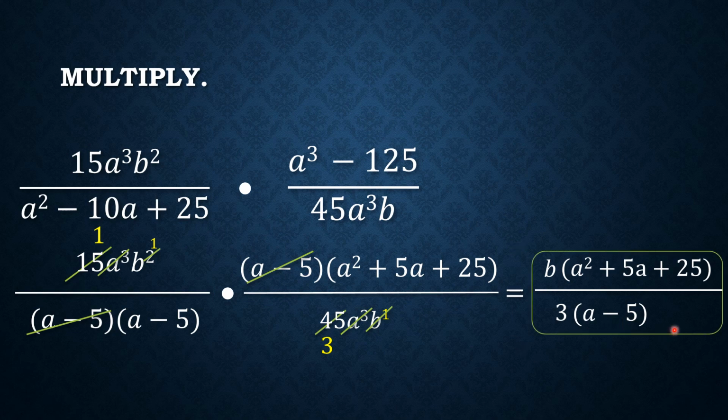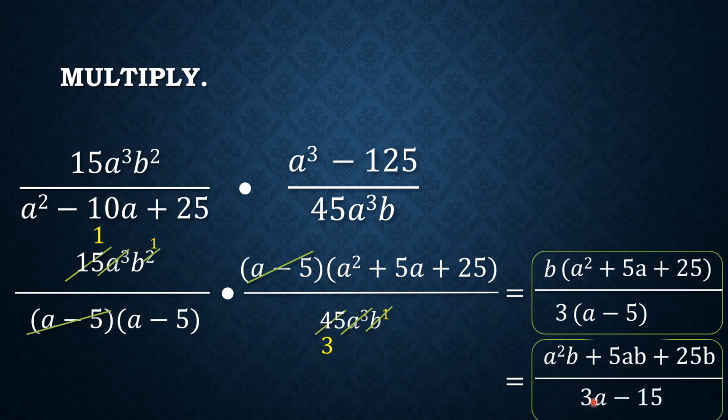Pwede na to. Okay, but we can still further simplify this one by distributing b to a squared, 5a, and 25, and then 3 by a and negative 5. And so, we will have a squared b plus 5ab plus 25b all over 3a minus 15. That's it. So, this is the product of these two rational expressions.